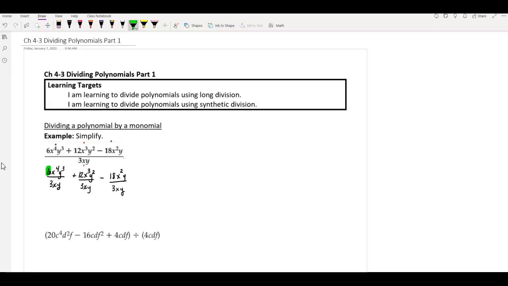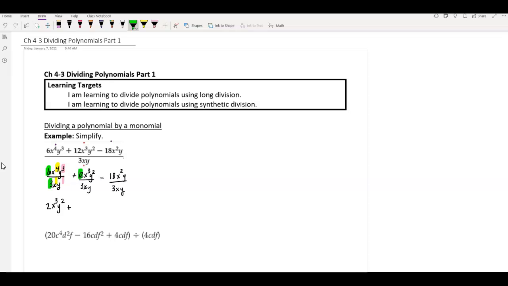So 6 divided by 3 is 2. I have x's in both my numerator and my denominator, the largest being in my numerator. So I'll keep my x in my numerator. And then we have 4 minus 1, which is 3. We have y's in my numerator and y's in my denominator, my largest being in my numerator. So I'll keep the y in my numerator. And then I have 3 minus 1, which gives us 2. Notice there's nothing in my denominator of this first term. Let's go to the second term.